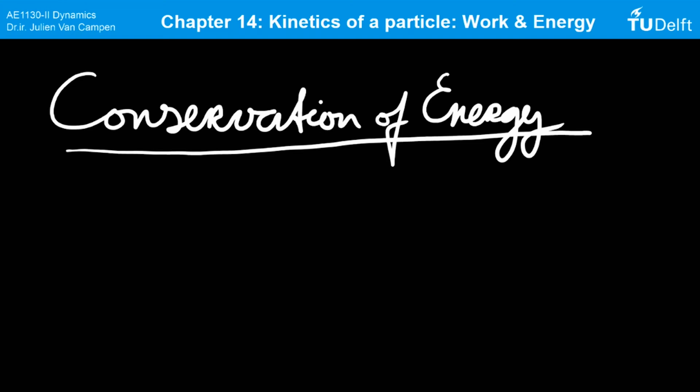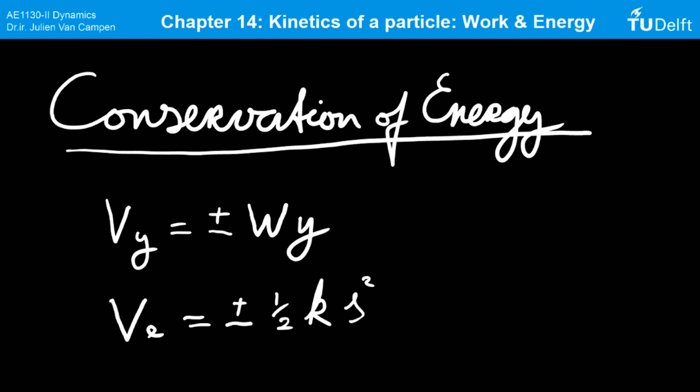This means that the work done by the conservative forces can be considered as a form of energy, namely potential energy. For the weight of a particle, the potential energy can be written as Vg equals plus minus W times y. Whether the energy is positive or negative depends on the context of the problem. For a spring, the potential energy can be written as Ve equals plus minus a half k s squared. Also here, the plus or minus sign needs to be determined from the context of the problem.